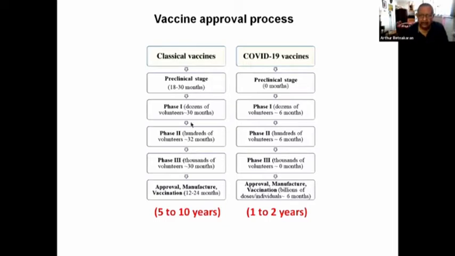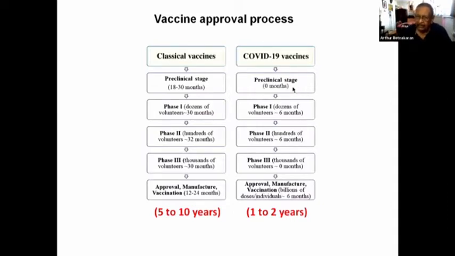Classical vaccines take 5 to 10 years to produce. You have a preclinical stage, which takes about 30 months. And then you have phase 1, with a small number of volunteers, phase 2, phase 3, and approval for manufacture. More recently, because we have a tremendous amount of background information, this whole thing has been truncated. Now, we can develop a vaccine within 1 to 2 years. We have created this COVID-19 vaccine in record time. It's because of all the background information that we have.